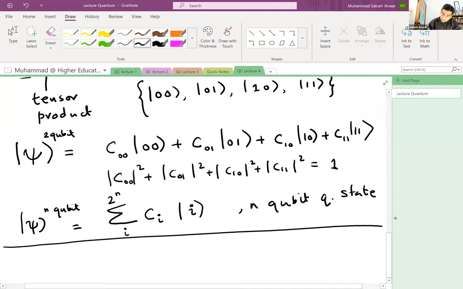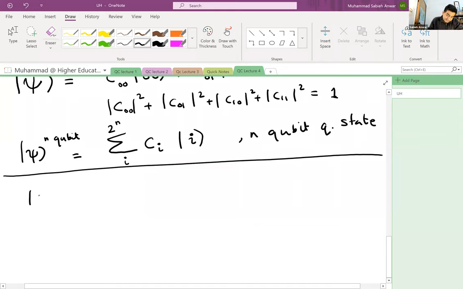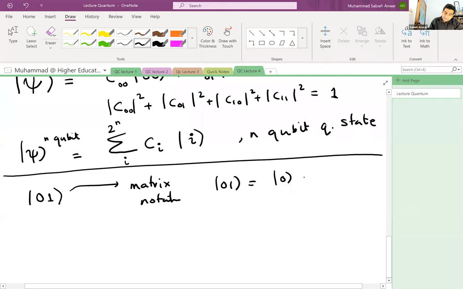Okay, so far so good. And then another interesting thing: have a 2-qubit state, ket 0 1. If I were to express this in matrix notation in the form of a column vector, what would I do? Ket 0 1 is nothing but the tensor product of ket 0 and ket 1.